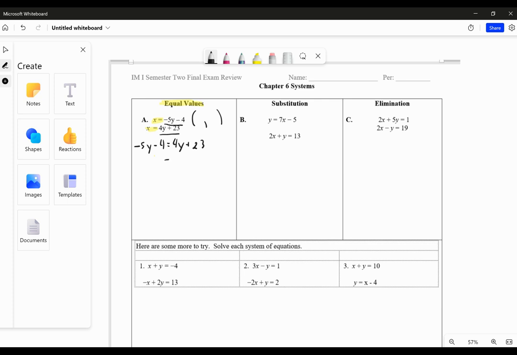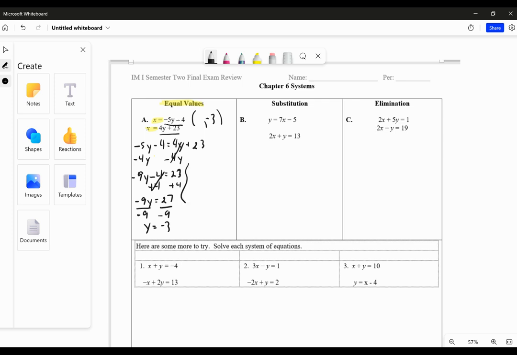All right, so I'm going to subtract 4y from both sides of my equal sign. This goes away. I get negative 9y minus 4 is equal to 23. Then I'm going to add 4 to both sides of my equal sign. This is a 3. This ends up going to 0. I get negative 9y is equal to 27. Then lastly, I'm going to divide both sides by negative 9. And y is equal to negative 3. So now I have the first part of my answer, which is negative 3.